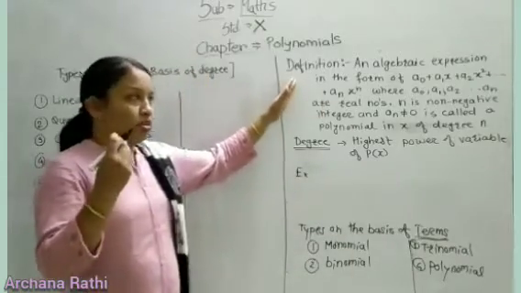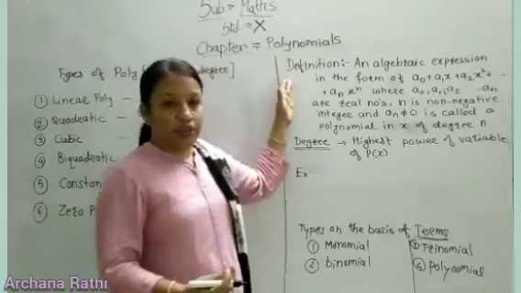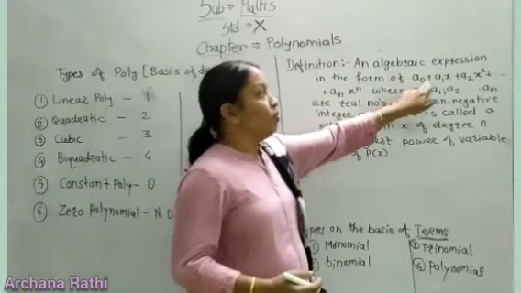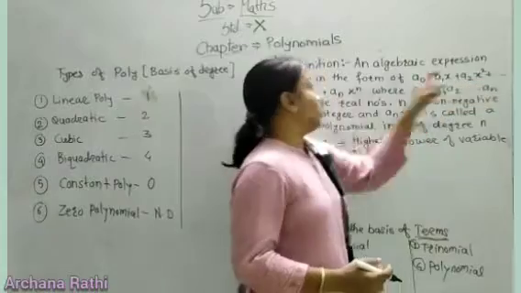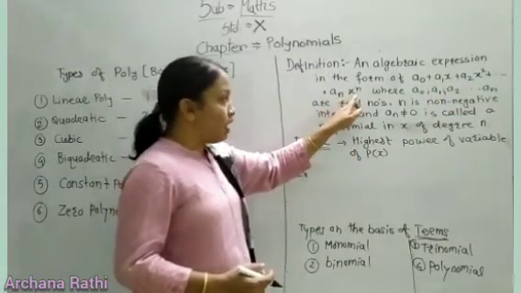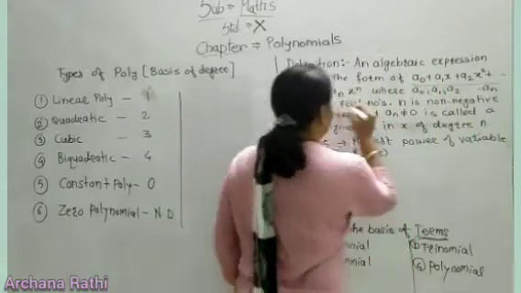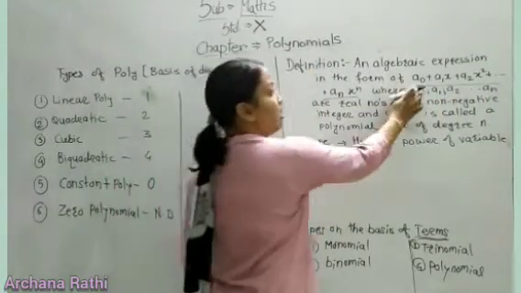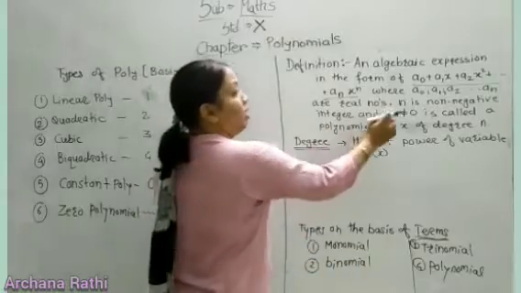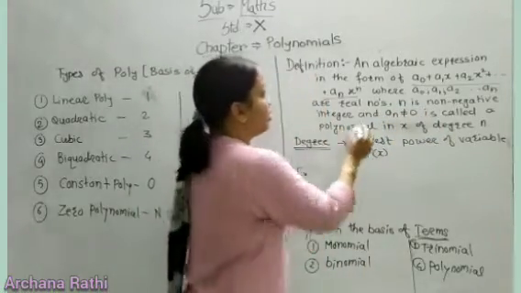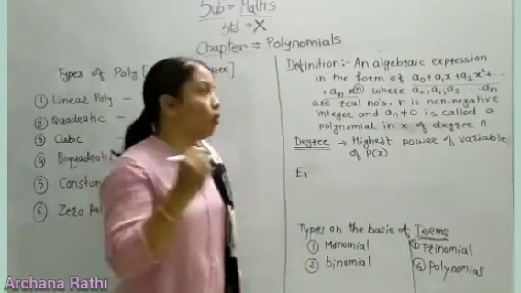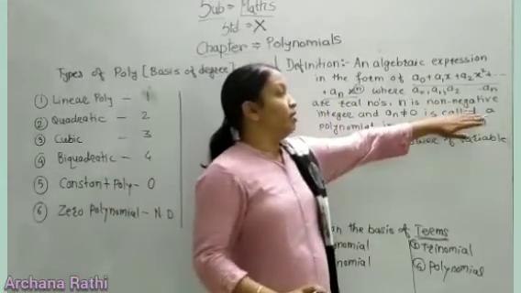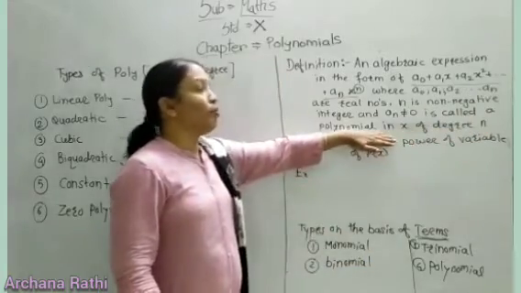Here again, in 10th standard we make some modification and give the standard definition of a polynomial, an algebraic expression in the form a0 plus a1x plus a2x² and so on, plus anxⁿ, where a0, a1, a2, an are real numbers, meaning these are the coefficients, and n is a non-negative integer, which means it is a whole number. Also an is not equal to 0.